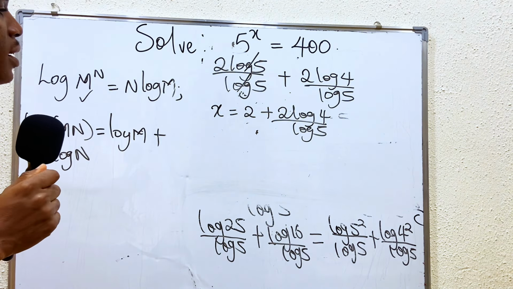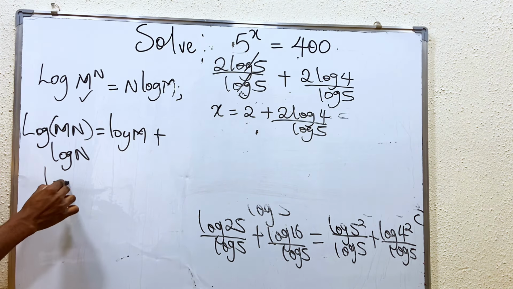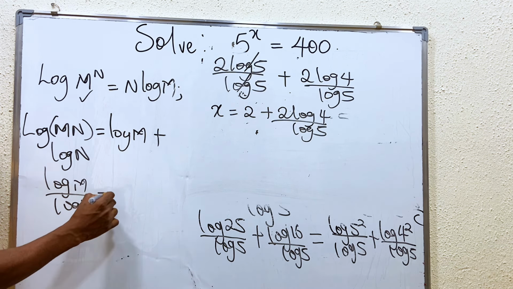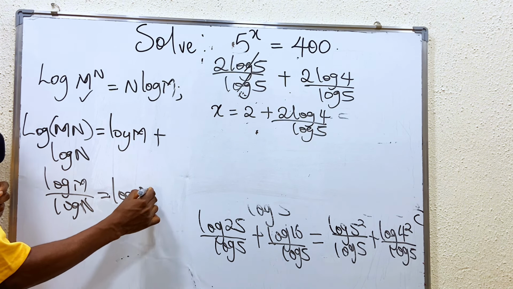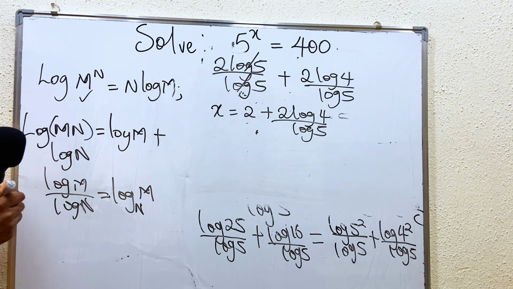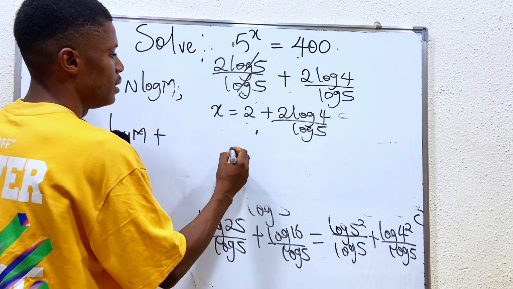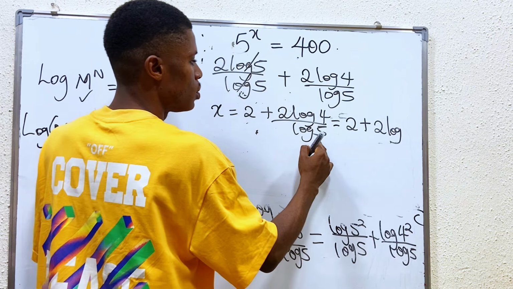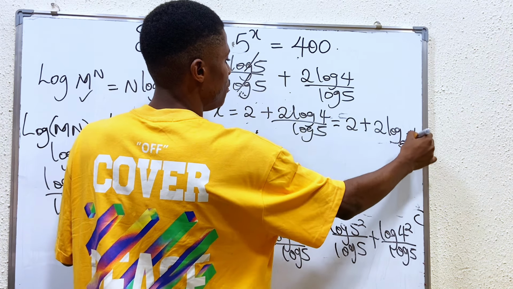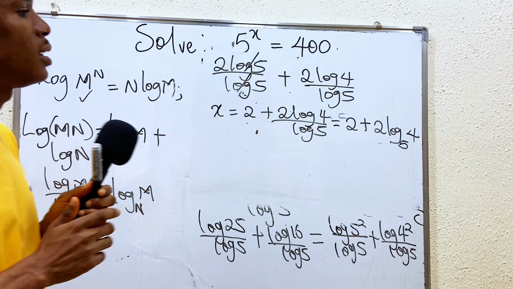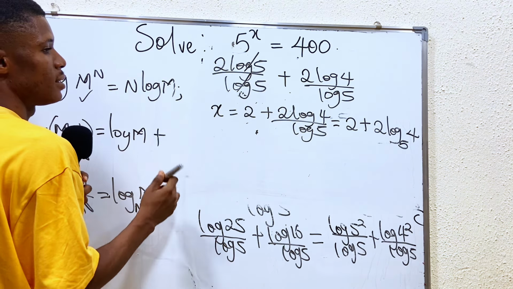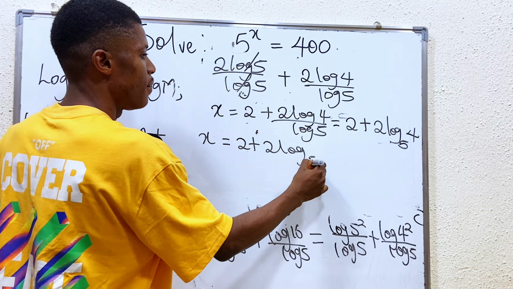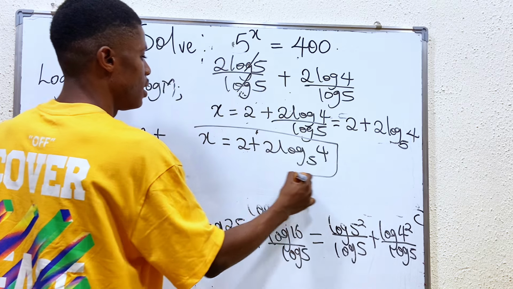At this point, we use change of base, which says that whenever you have log m divided by log n, this is equal to log of number m of base n. So we apply it here, and this will now be equal to 2 plus 2 log, the base will now be 5, base 5 of 4. So this is actually the exact answer for x. So x is now equal to 2 plus 2 log base 5 of 4. And that's the answer.